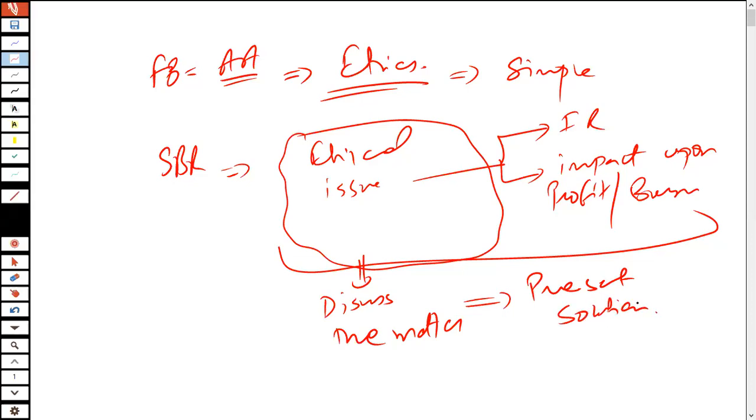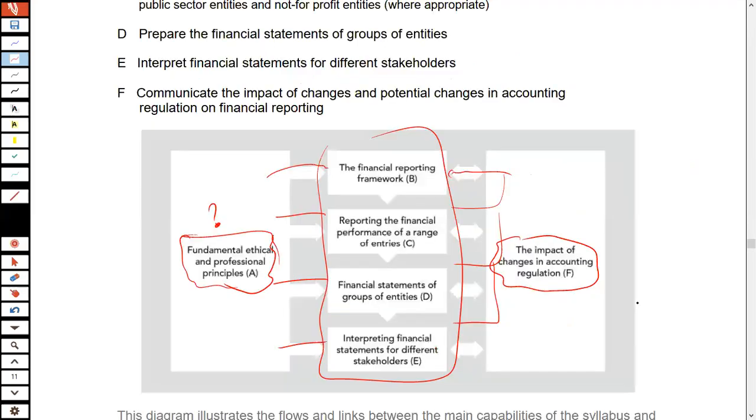The ethical issue could be examined in one question, or in multiple questions. When the examiner examines these ethical issues, he can ask you to discuss the matter and the ethical implications that are going to be there. And the second thing he's going to do is ask you to present the solution. So this is how the ethical issues are going to be examined. And these ethical issues could be connected to any specific area of the syllabus, any of these five different areas.